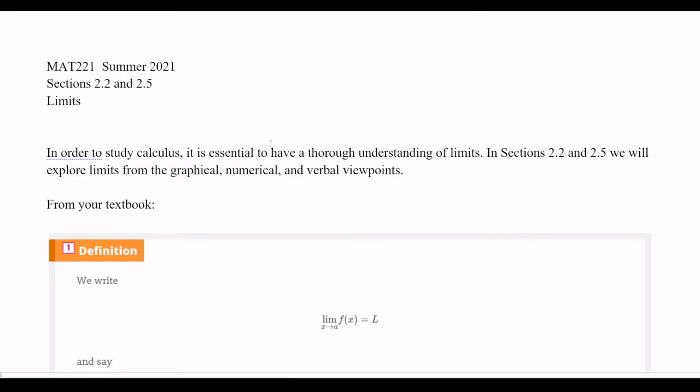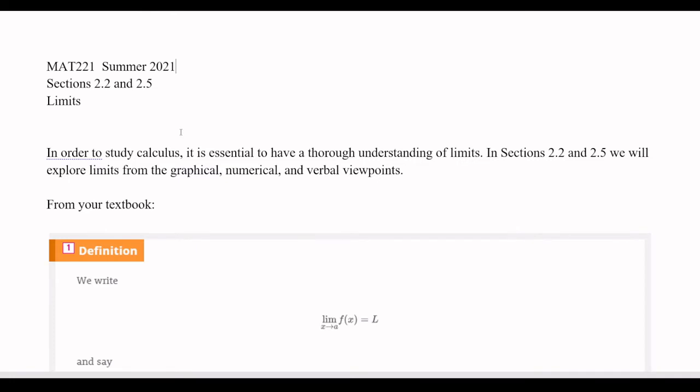So let's get started. I won't take 5 minutes for every video to start off. This was just the first one. We are going to put sections 2.2 and 2.5 and lump them together for this first piece because they both deal with this idea of limits.